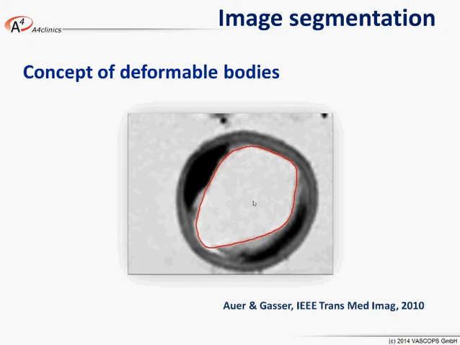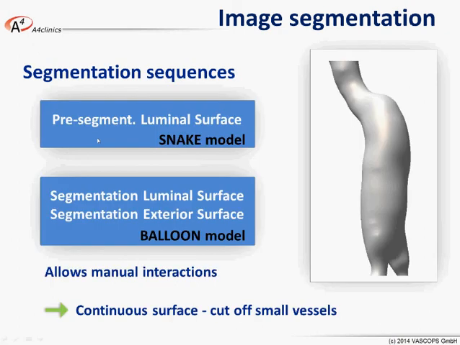The software uses pre-segmentation and final segmentation of the luminal surface, and then final segmentation of the exterior surface. In these steps a balloon model is used. What you see here, you can think of as a balloon that inflates within your image data until it segments your body of interest. Of course it allows plenty of manual interactions, because image data is full of artifacts and you most likely have to manually interact somehow to get a reasonable reconstruction.